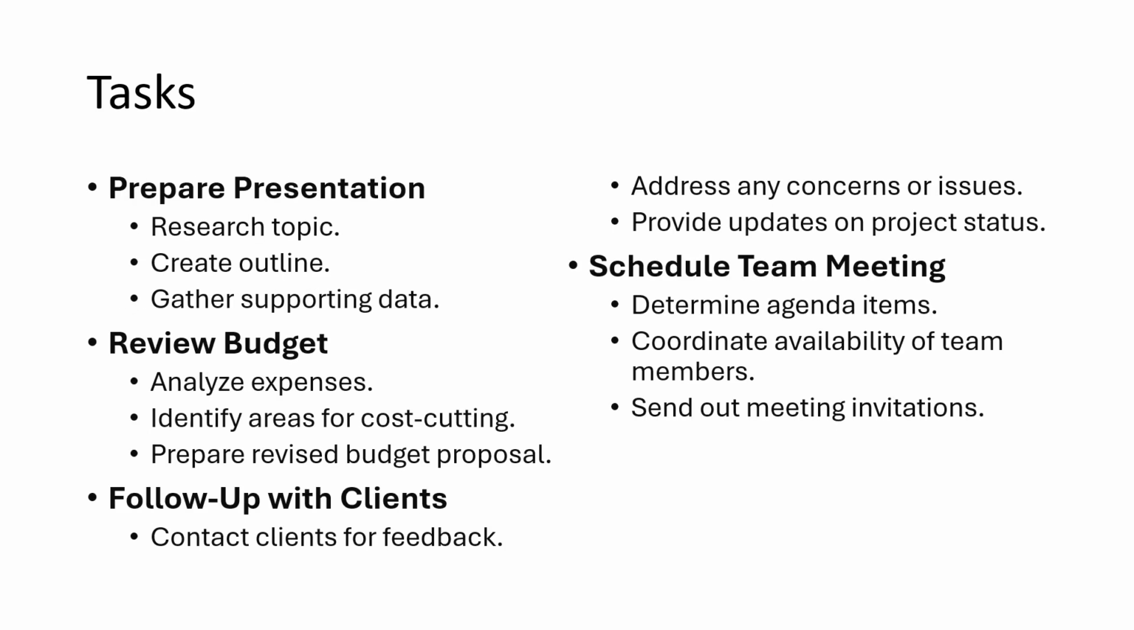Prepare presentation is my main topic. Below that, research topic, create outline and gather support are subtopics. So prepare presentation is main, with 3 subtopics below it. Then review budget is my main topic, and below that we have 2 subtopics: analyze expense, identify area of cost cutting, and prepare revision and revised budget proposal.